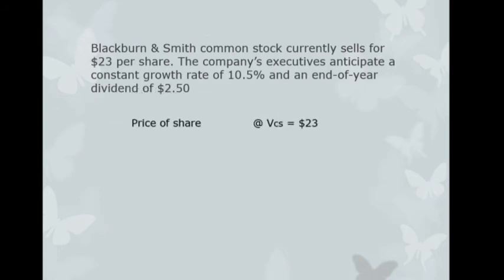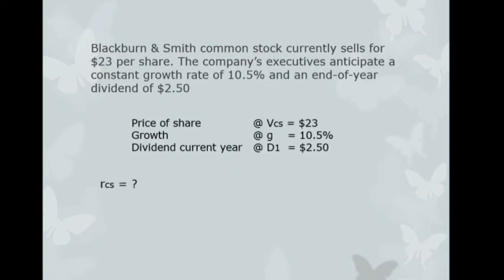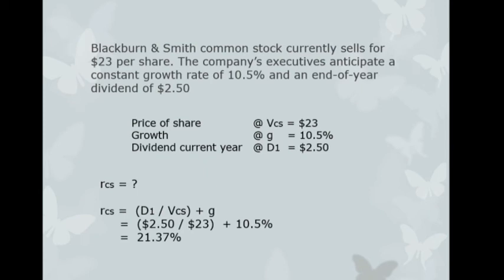From the question, you can see that the price of share given is $23, the growth is 10.5%, and dividend current year, or D1, equals $2.5. So we have to find the expected return of common stock. The formula for expected return of common stock is D1 over VCS plus G. From the formula, we get the answer of expected return of common stock equal to 21.37%.